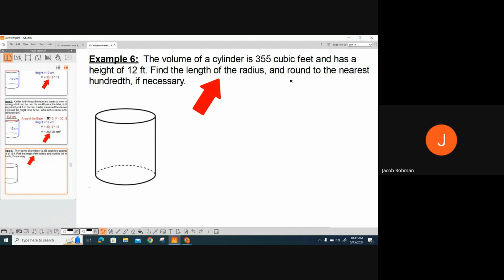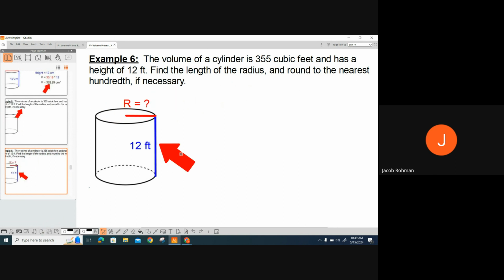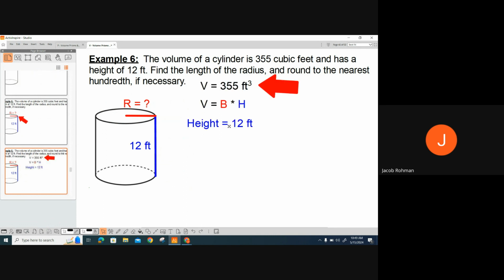In example 6, it says the volume of the cylinder is 355 cubic feet and has a height of 12. It's asking to find the radius of this cylinder and round to the nearest hundredth if necessary. So let's just go ahead and label the cylinder. We know that 12 feet is the height. We just don't know what the radius is. Well, we also know that the volume is 355 cubic feet.